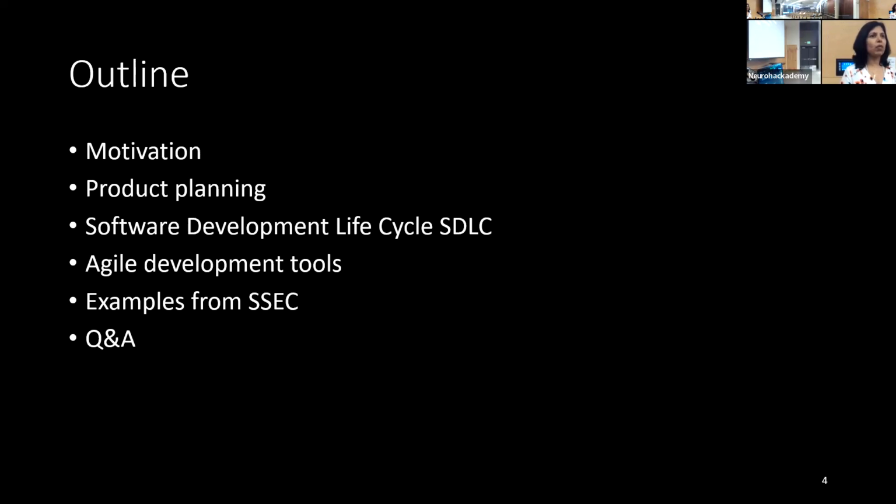Just a show of hands, has anyone worked in a traditional SDLC team in the past? Okay, that's great. So I will not be telling you about something that you already know. That's good. We'll talk about some agile development tools. I'll talk about some examples from the center based on the work that we've been doing over the last 6 to 8 months. And I'll leave plenty of time at the end for Q&A.